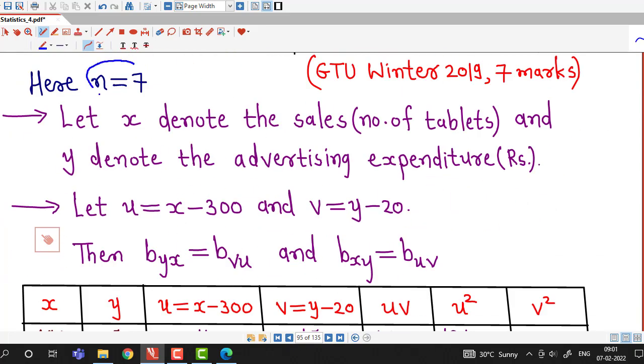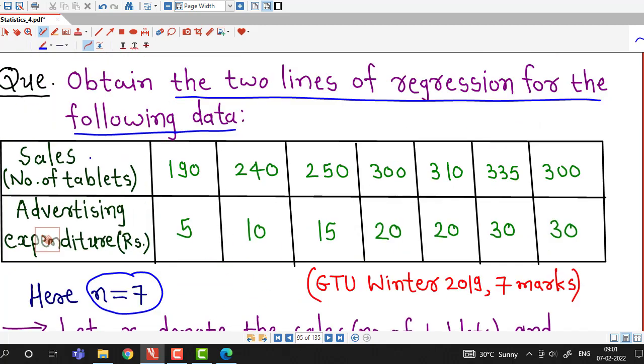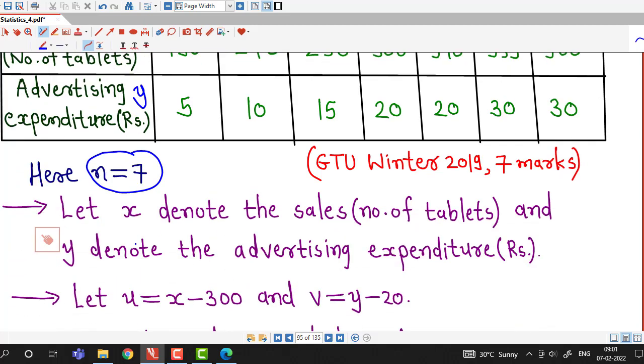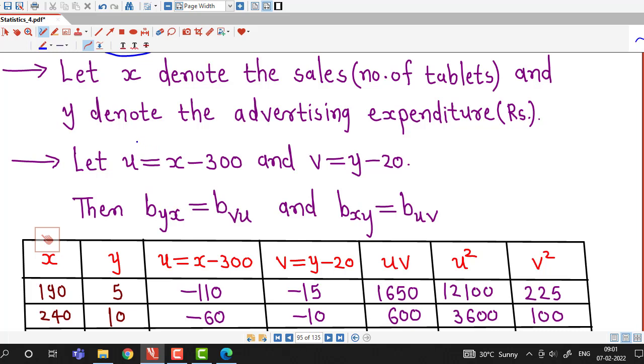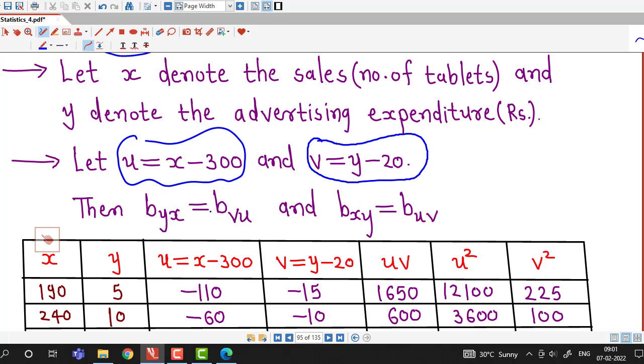Here total number of points are 7, so we have written that n equal to 7. Now we denote this variable sales by x, that is number of tablets, and advertising expenditure in rupees is denoted by y. Out of these values of x, we can take any value as capital A, but we consider this middle value as capital A, and similarly we consider b equal to 20, and we take this substitution u equal to x minus 300, v equal to y minus 20.